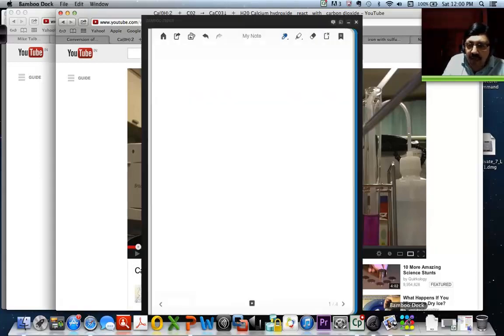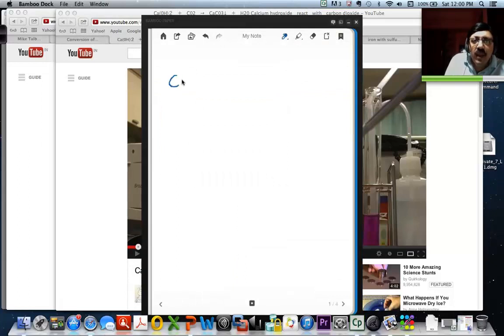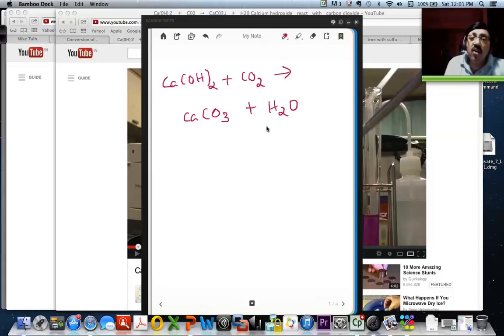Let me just write the reaction first and then show you the video. So calcium hydroxide plus carbon dioxide. Small change in color just to make it a little more colorful. I hope that's fine. Let me just make the color the same. So calcium hydroxide plus carbon dioxide gives me calcium carbonate and water. This is already balanced, right? So the calcium hydroxide is reacting with carbon dioxide, giving calcium carbonate and water.